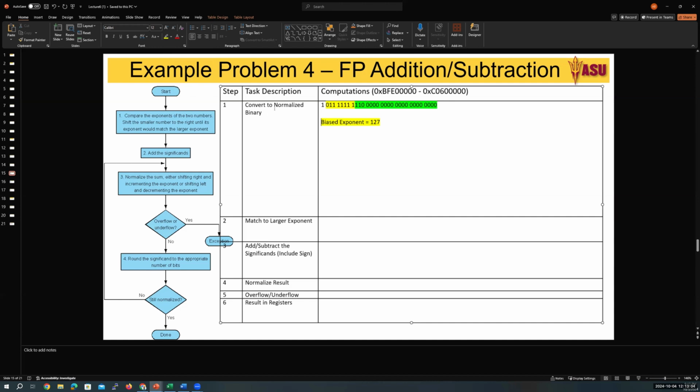So the algorithm tells us to convert it to normalized binary. This is binary, but not necessarily normalized. To convert it to normalized binary, we want it in the form of 1 point something times 2 to the power something. The power is going to be the unbiased exponent. And as I told you in class, the biased exponent is the unbiased exponent plus the bias. So if we want the unbiased exponent, we subtract the bias from our biased exponent: 127 minus 127, which gives us 0. So our unbiased exponent is 0.